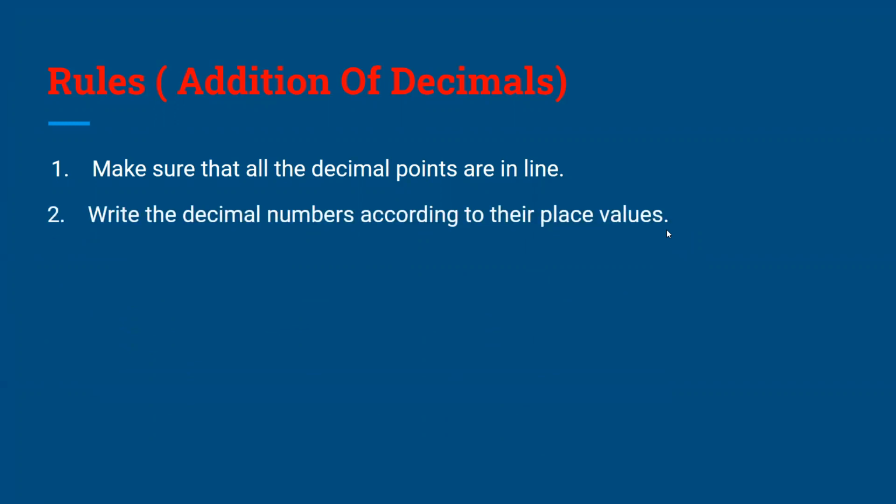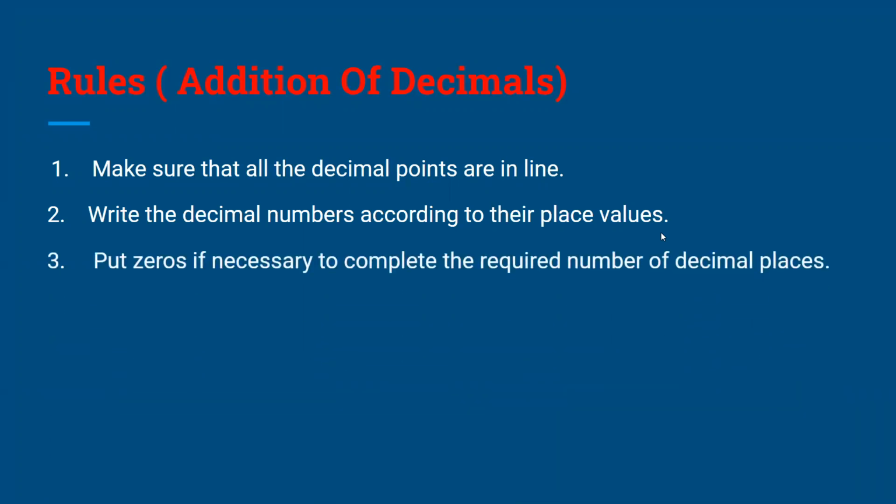Rule number 2, write the decimal numbers according to their place values. Rule number 3, put zeros if necessary to complete the required number of decimal places. If one number has fewer digits after the decimal or fewer digits before the decimal, then we can put zeros so that there are fewer chances of mistake.